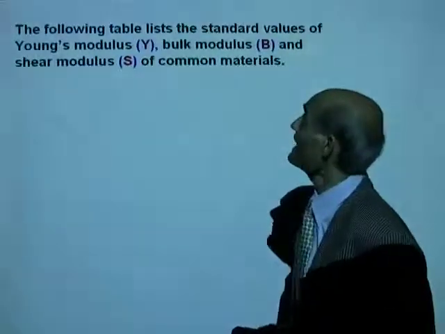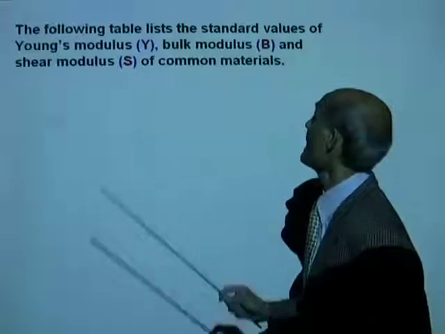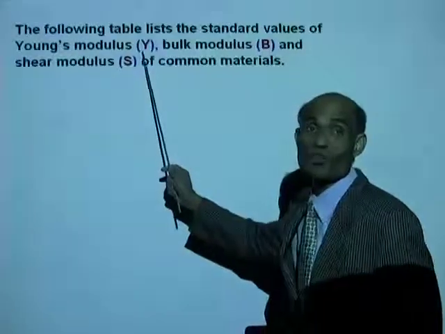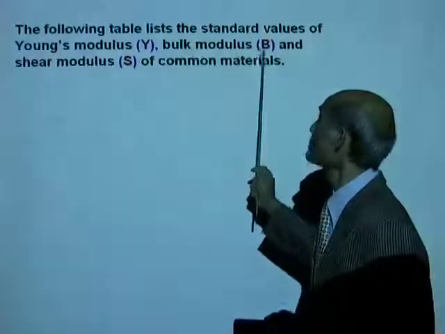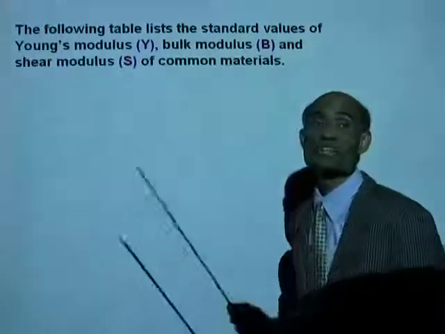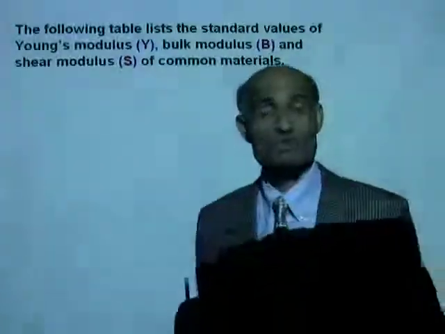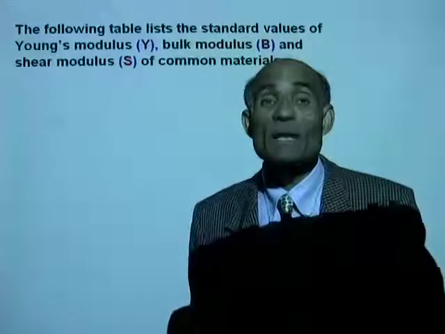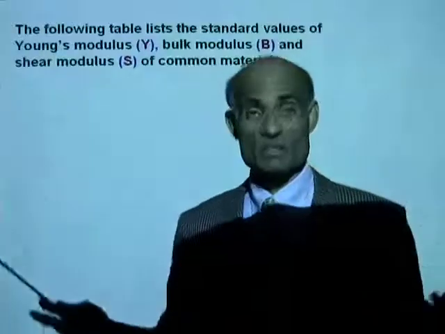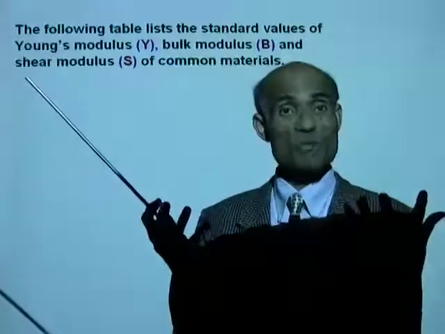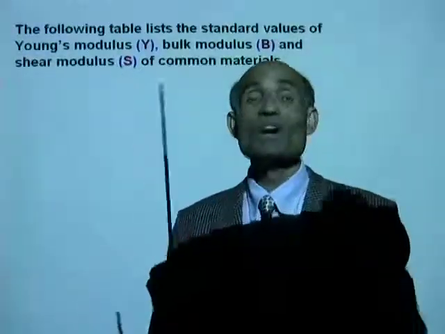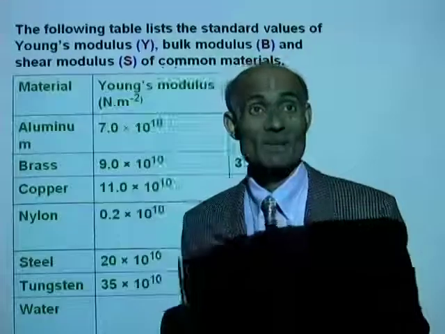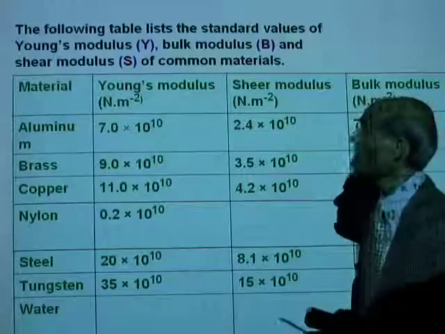I have now got a table of values that shows the standard values of the Young's modulus Y, the bulk modulus B, and the shear modulus S of some common materials. If you are a civil engineer building bridges and constructing big buildings and so on, you should be familiar with these properties of the materials. Is that right? Now, here is the table of values.